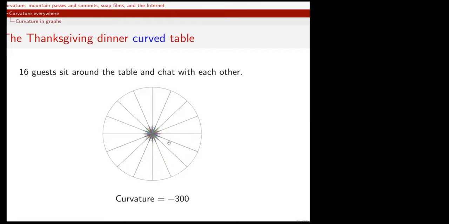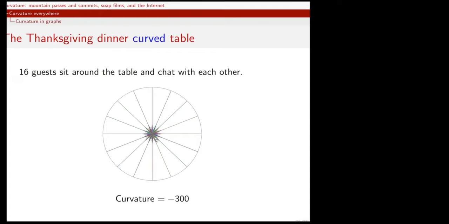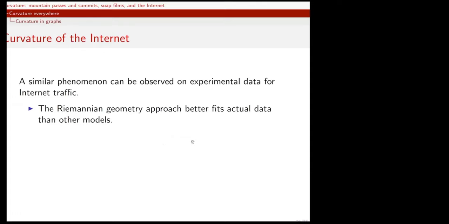But if you are in charge of dealing with the traffic of the internet, that means that you have an area here which receives the whole traffic, the whole exchange of communication of the internet. And so that's bad too, and that's exactly the kind of problem that engineers are confronted with. Now, of course, this is a purely mathematical model here. But there is something very similar which can be observed in experimental data for the actual internet traffic.